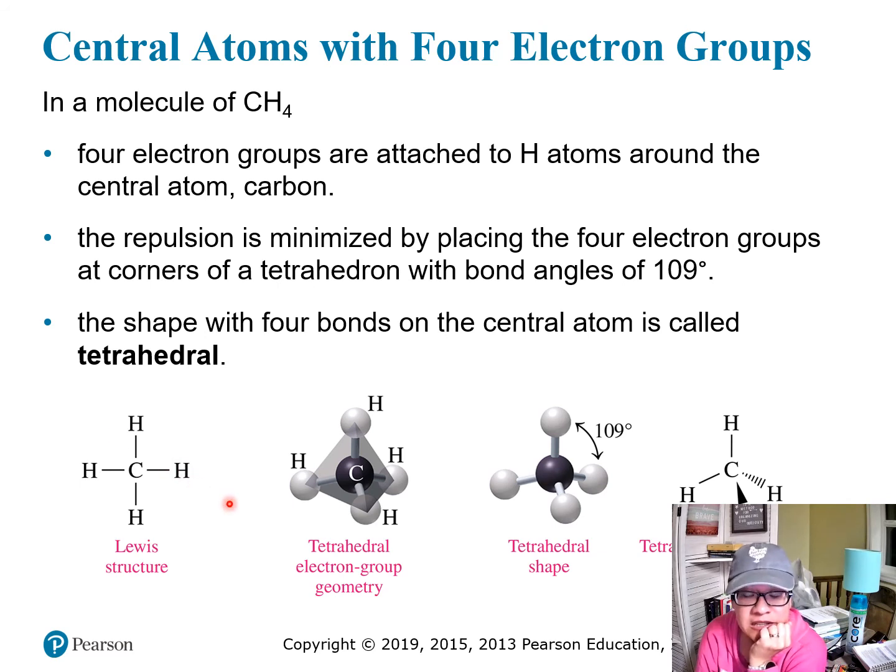CH4 is the tetrahedral one. So you would look at it on a piece of paper like this, but that's not how it's actually going to be, because these H's are going to want to get away from each other. And so the shape is tetrahedral. This angle is 109 degrees.